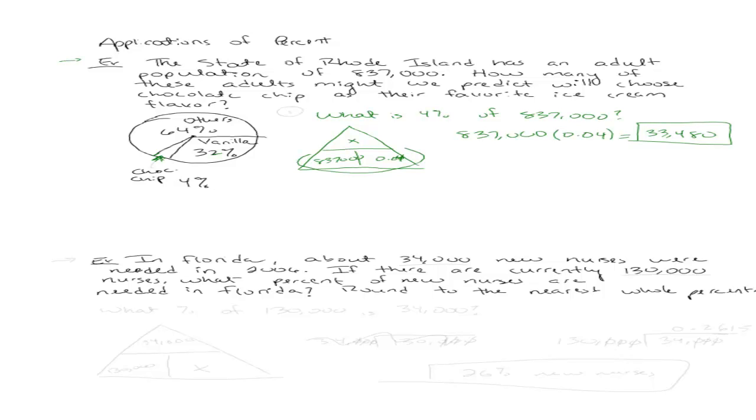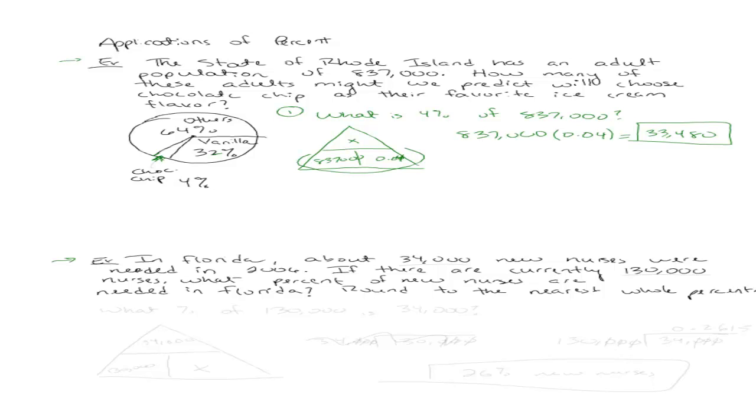So 33,480 people choose chocolate chip as their favorite ice cream in Rhode Island. So simple enough. Step one is just to make your problem into an is-of-percent type of problem, and then just go ahead and solve it. Let's try the next one.